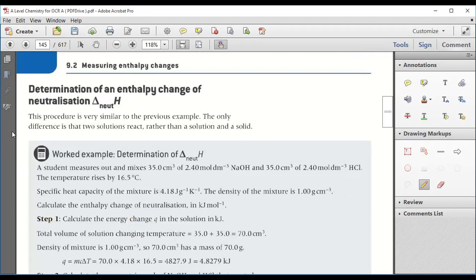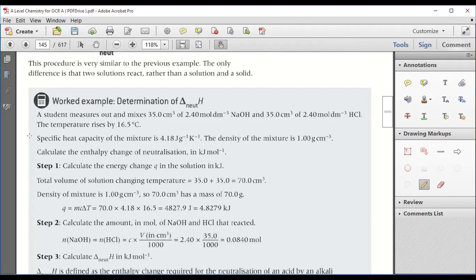Okay. Now, determination of enthalpy of neutralization. Whenever an acid and base react with each other, they form salt and water. That is known as enthalpy of neutralization. So how are you going to measure the enthalpy of neutralization? Again, the procedure is the same. The only difference is two solutions.